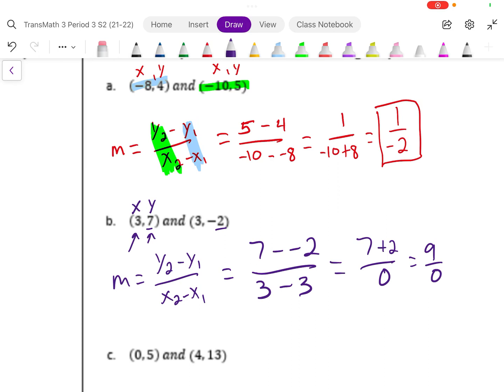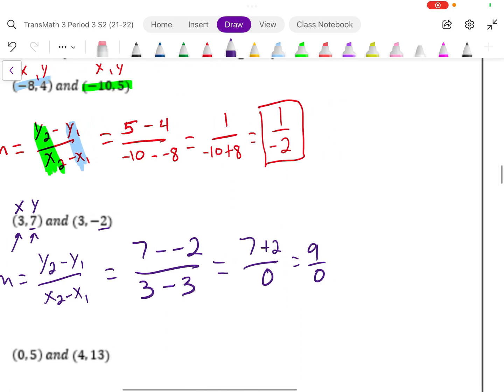The problem with that is we cannot divide things into 0 parts. Whenever you get a 0 in the denominator, in that horizontal change or your run, this is where we have an undefined slope. Just like we talked about yesterday, that is when we have that vertical line.